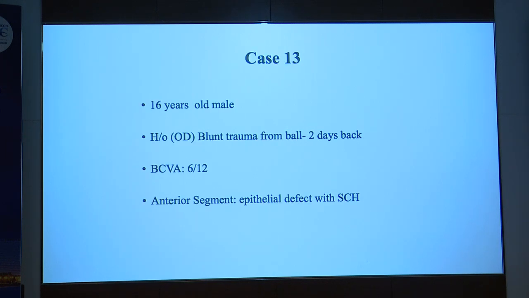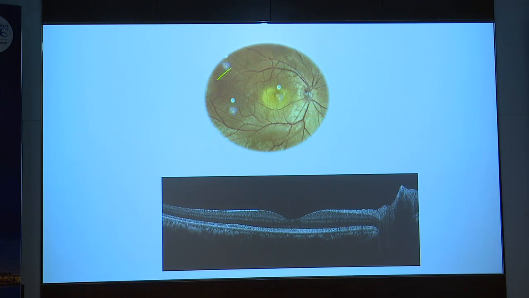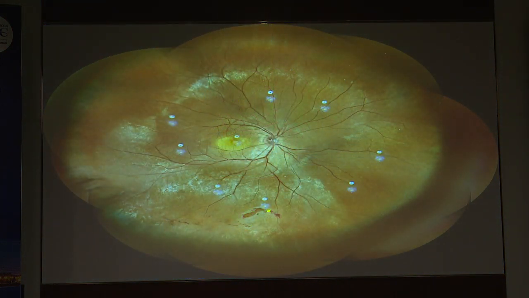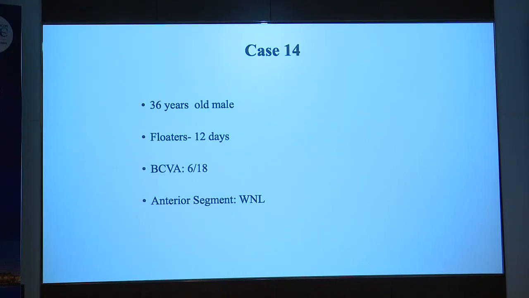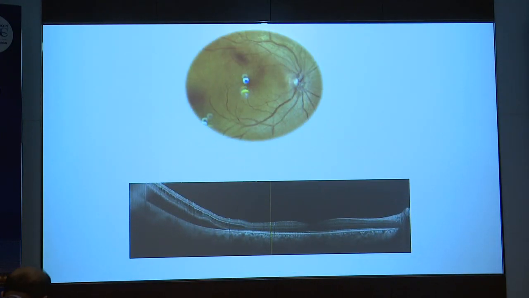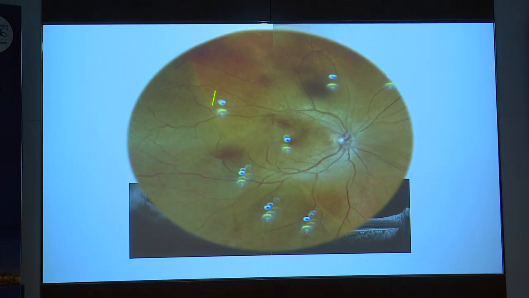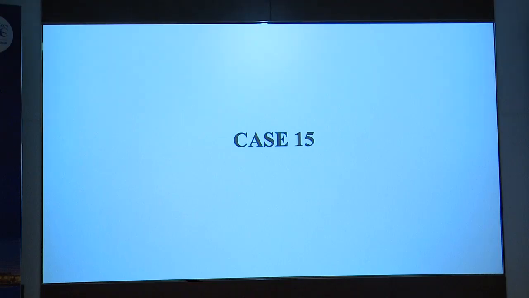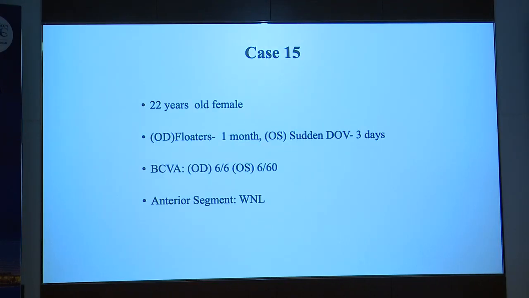Case number 13, blunt trauma. This is the picture again taken elsewhere, showing normal, and this is what we see, a horseshoe tear. Another case. This is another case which we see. You can see a subclinical RD over here with a horseshoe tear over here. This is so convincing to the patient. The subclinical RD was in fact posted for an anti-VEGF elsewhere based on a previous OCT.